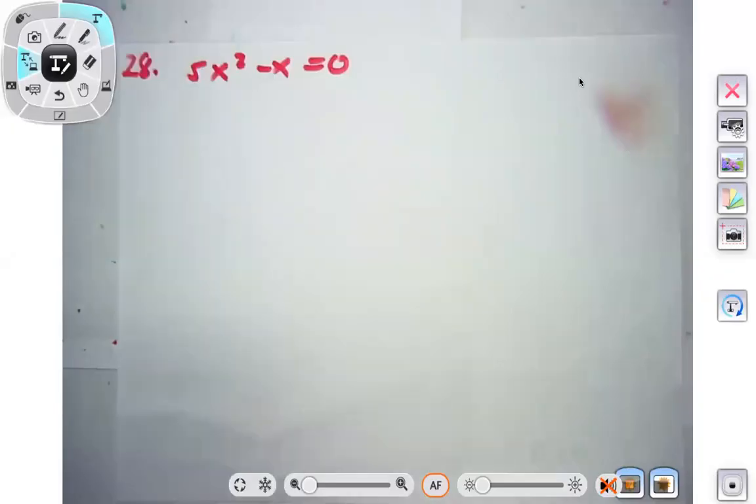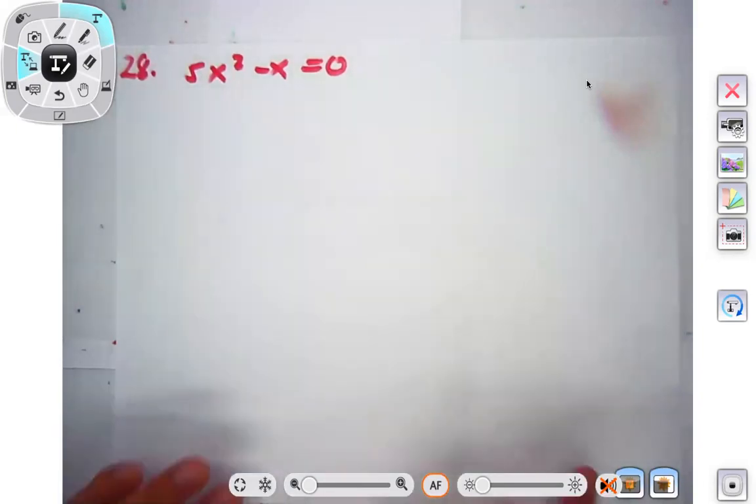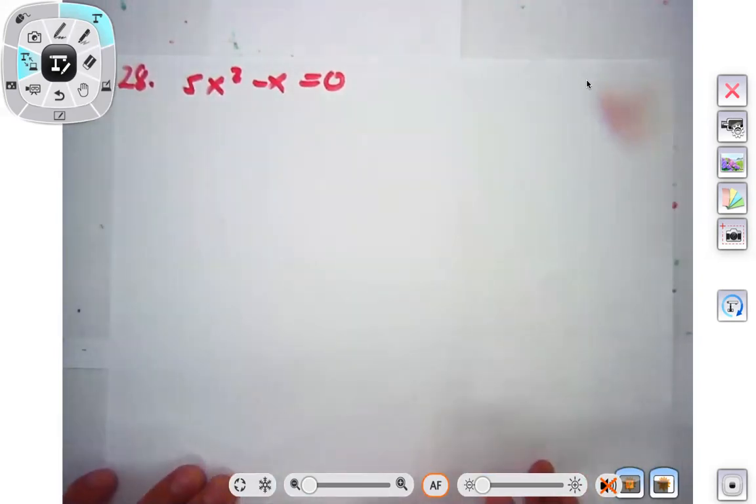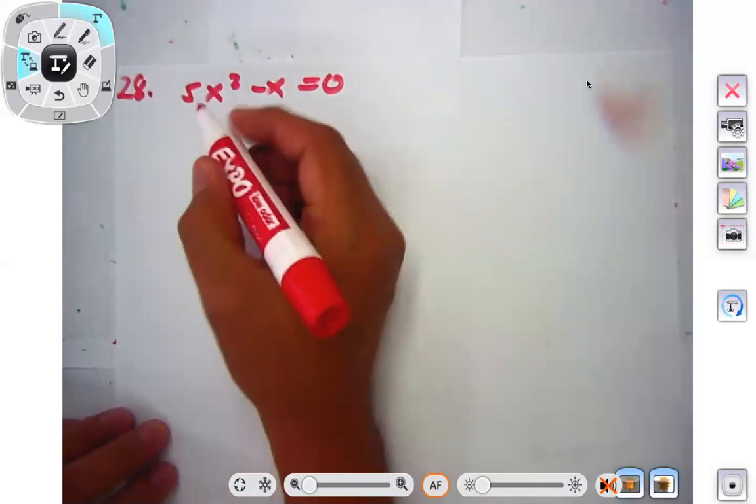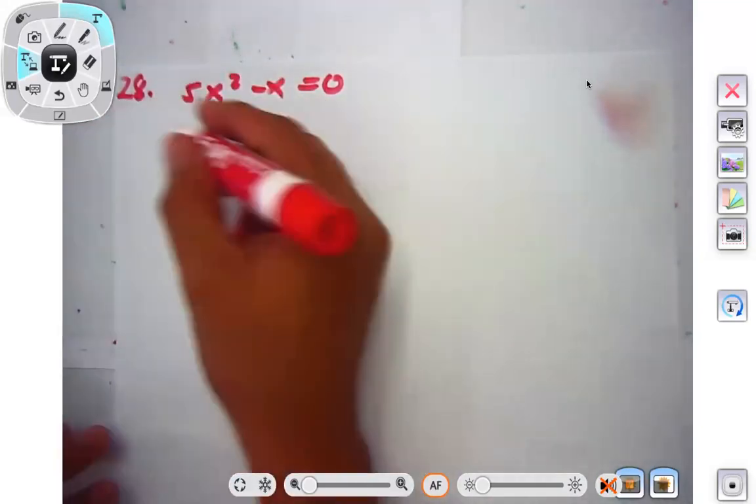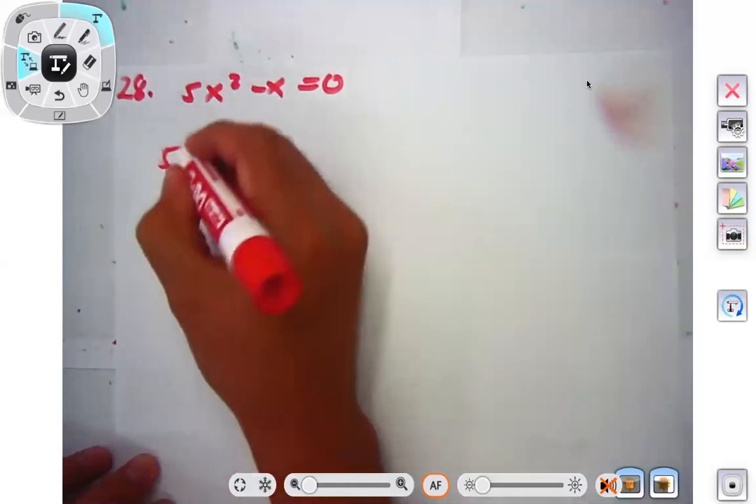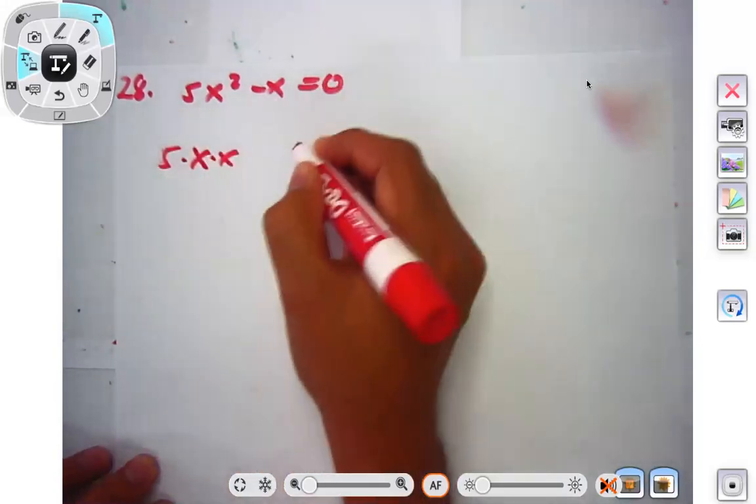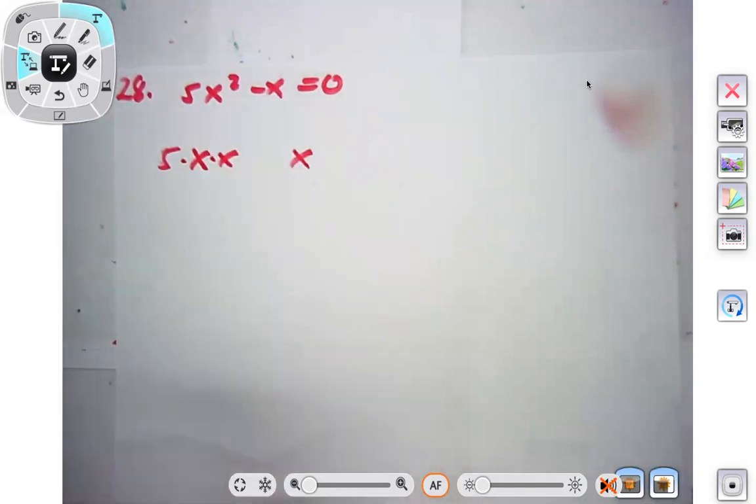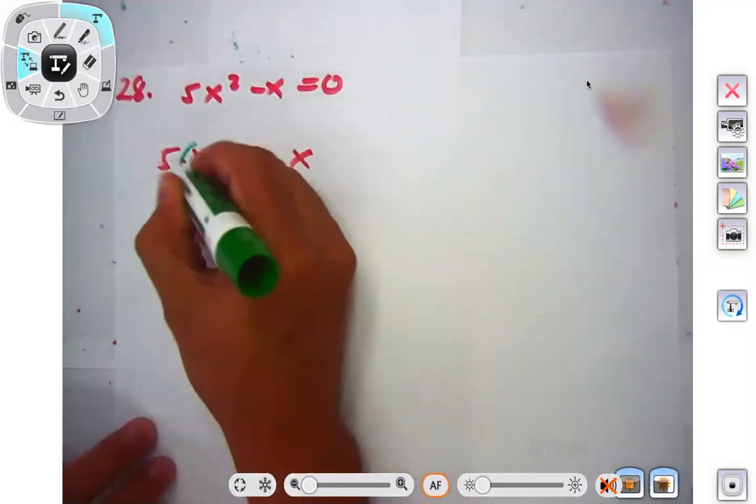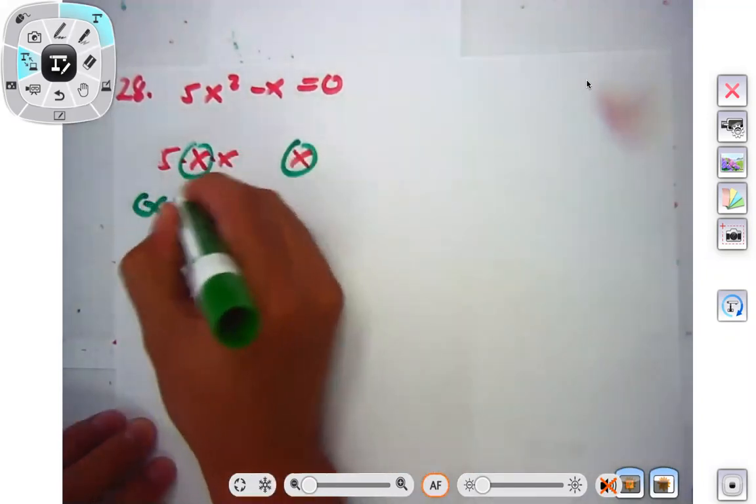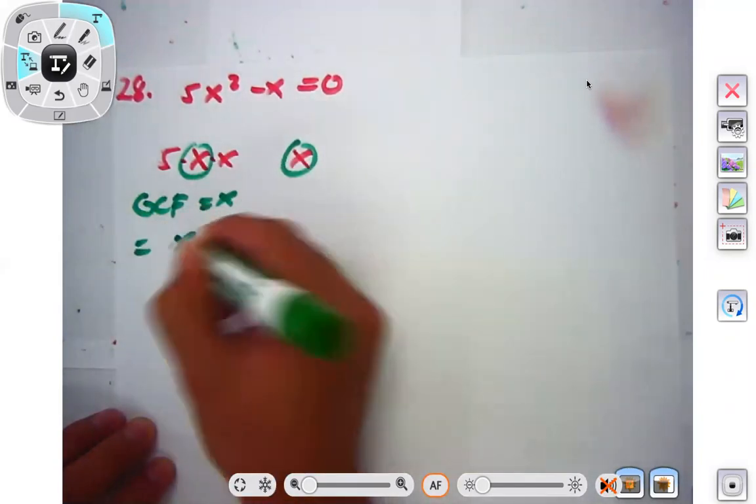You have 5x squared minus x equals 0. There are two terms. The first thing to look at is the possibility of using GCF. Do we have a GCF for 5x squared minus x? If we factor it, we have 5 times x times x. How about x? Still x. And what's common? Common is x. And so we write our GCF here, it's equal to x.